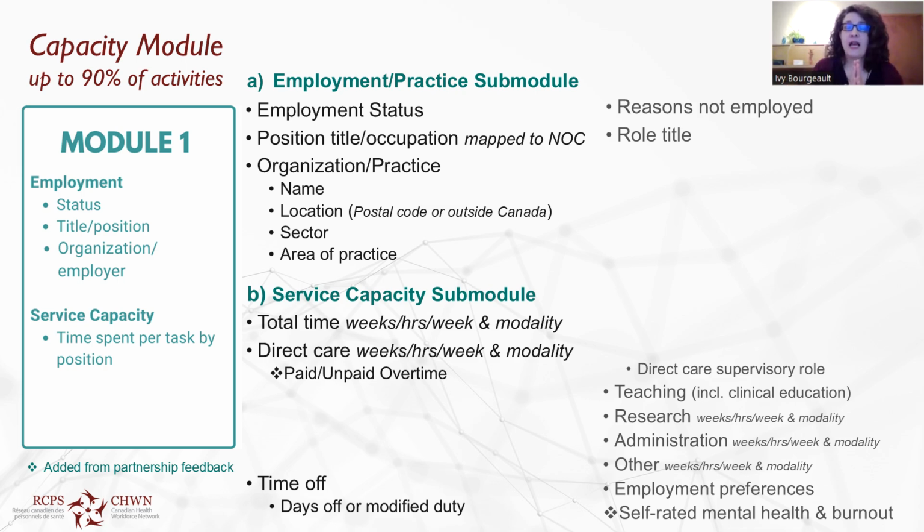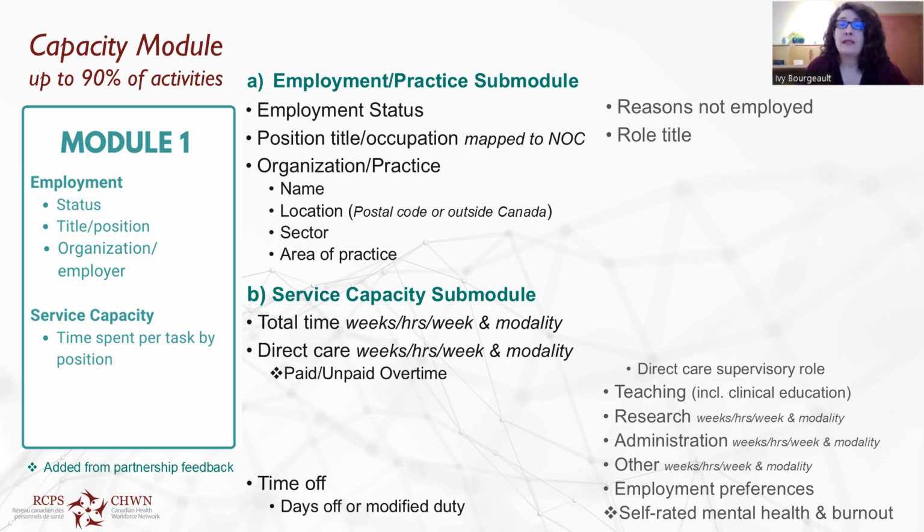So I'm going to walk through each of these. On this slide, what is in the middle column, with A and B, is the core data elements, and in the separate column is our consideration for enhanced data elements. For the capacity module, we would be measuring this for up to 90% of one's activities, or if someone is just in one position, they would only have to do this once. But if people are in multiple positions, we want to capture the full spectrum of their capacity. We feel that that's very important. There are 2 submodules, the employment practice submodule and the service capacity submodule, and we're really trying to use language that's inclusive of different work circumstances.